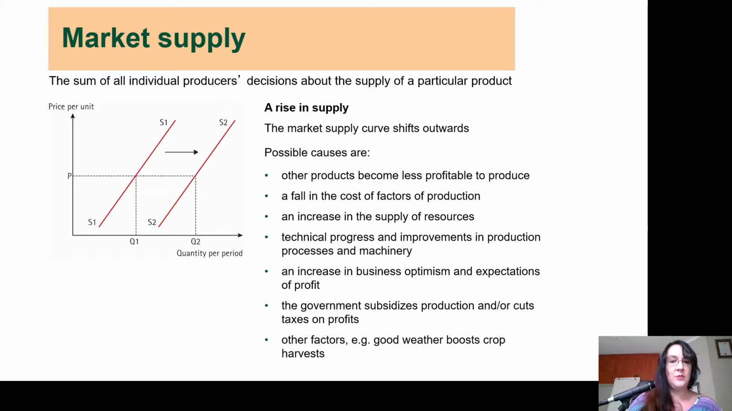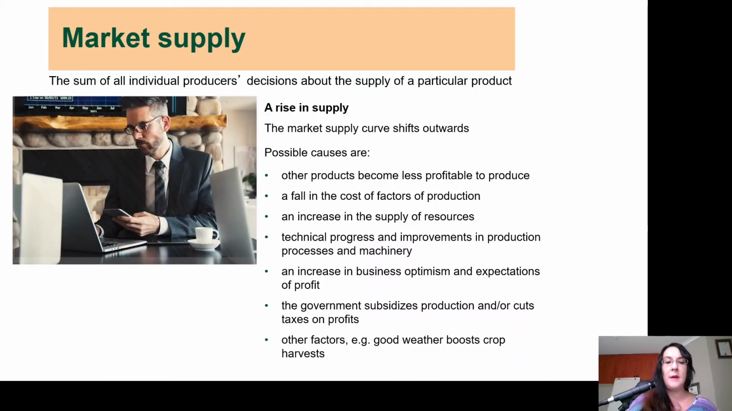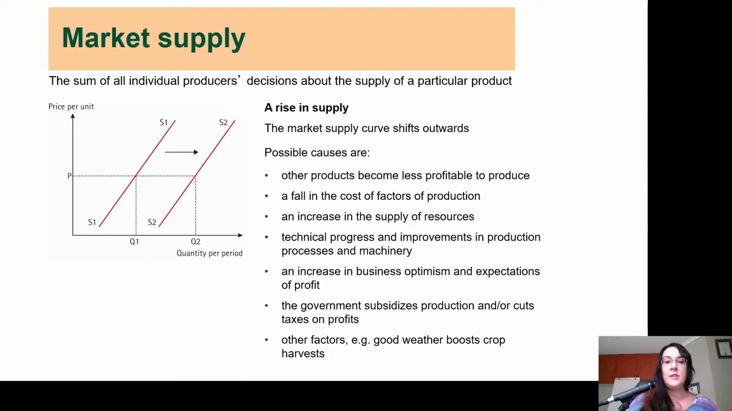Let's look at factor number 2, a fall in the costs of factors of production. So our factors of production again are land, labor, capital, and entrepreneurship. So if any of the cost to the company in terms of these factors of production decreases, it potentially means that the business would be able to supply more or to increase their supply.